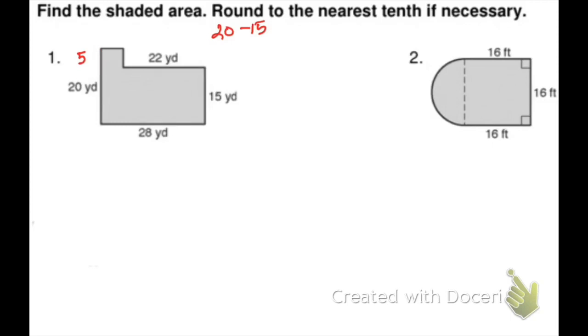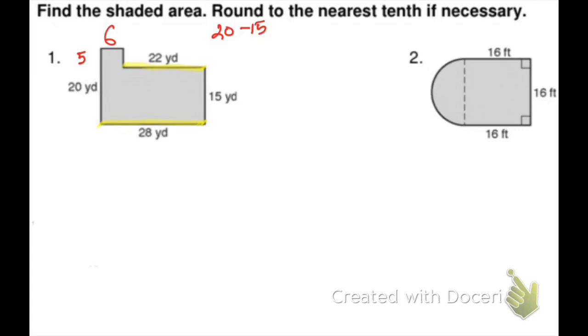Now let's go and calculate this section right here. To do that, I'm going to do 28, take away this 22 yards, and that gives me 6 yards. So this is important. Even though it looks like it may be a square, or be whatever shape you think it is, always calculate it to see if it's actually what you think it is. It's always important to double check your work.